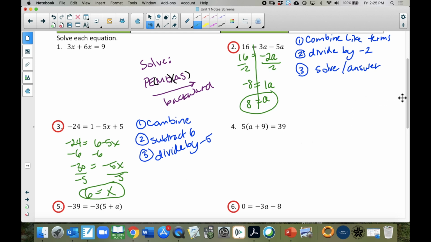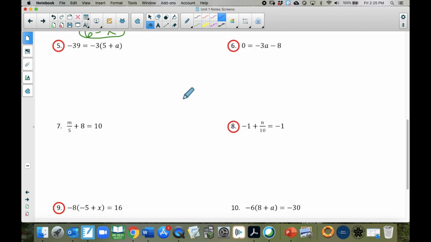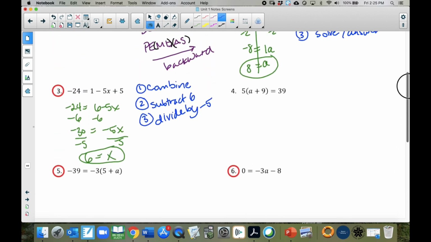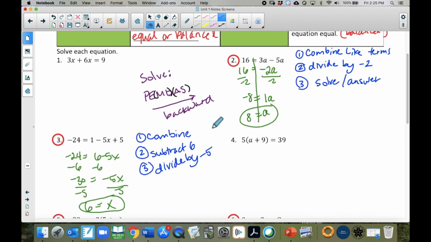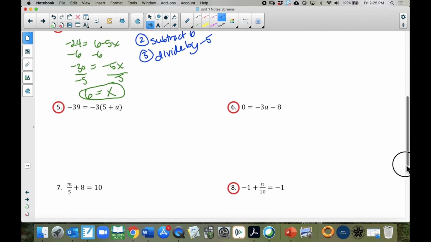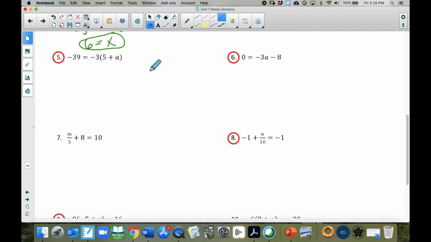Okay, let's look at numbers 5 and 6. If we go back and remind ourselves what we just did, both times we did combining like terms first. On number 5, it does not have combining like terms, but it does have a distribution. Now, do you remember yesterday I said that distributive and combining like terms are actually the same thing? So that's what I want to start with. I want to start with distributing on this one.